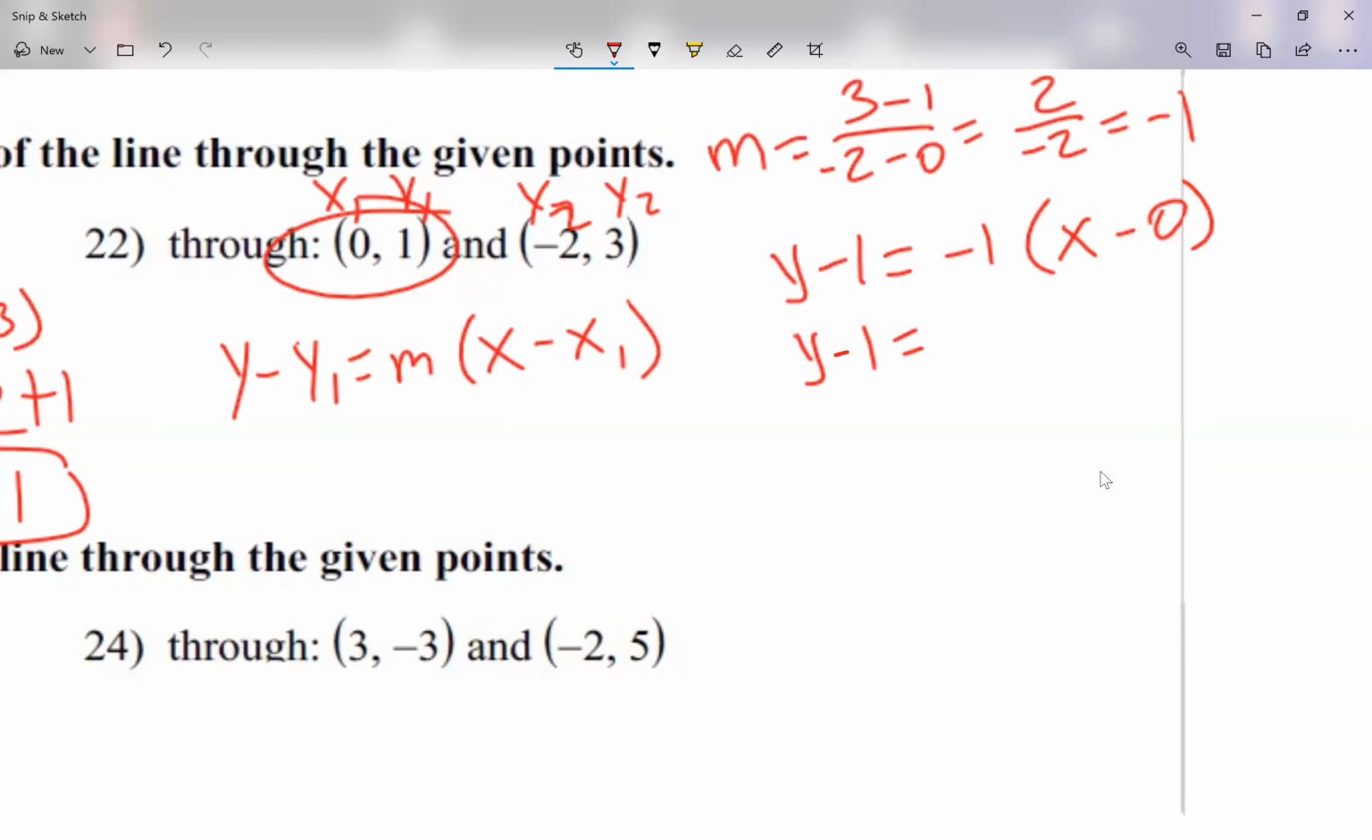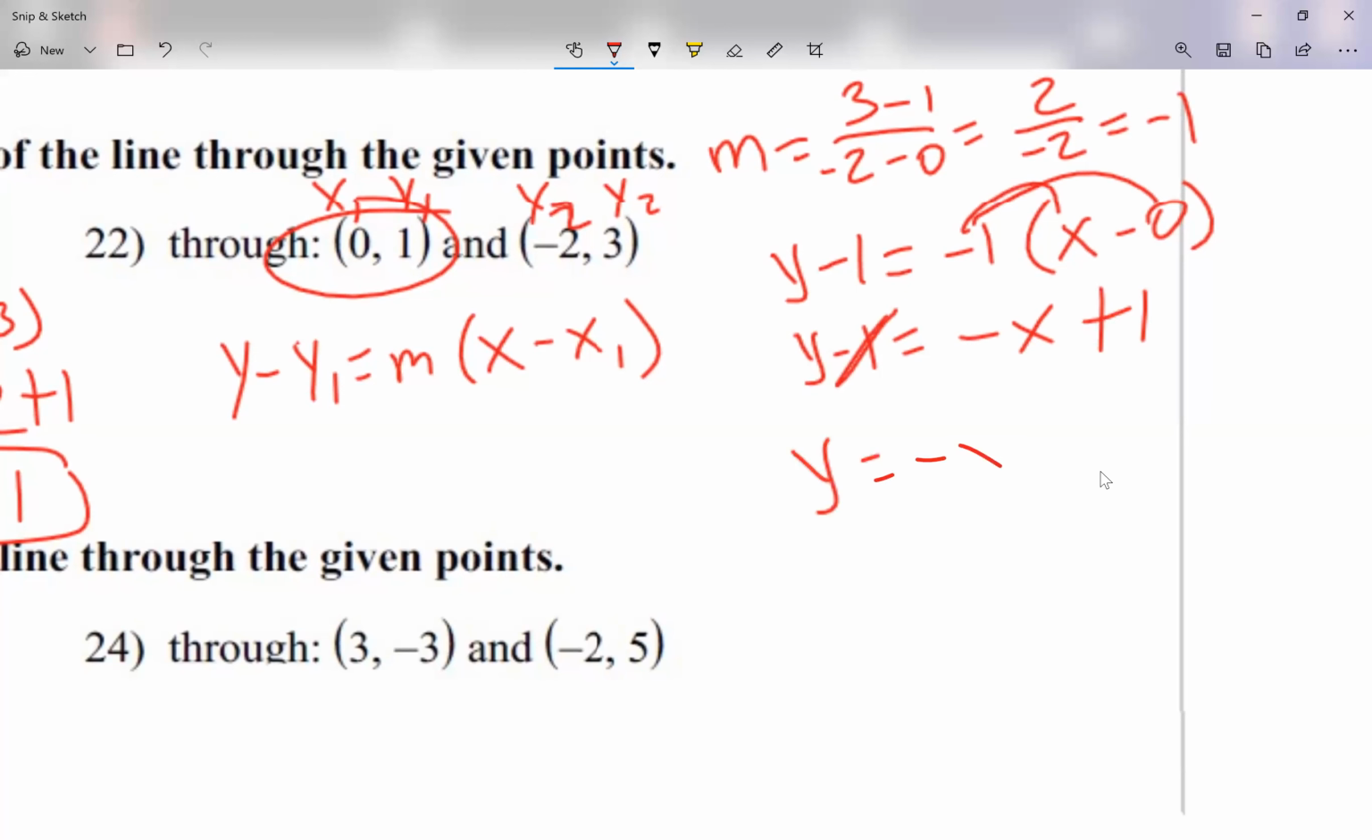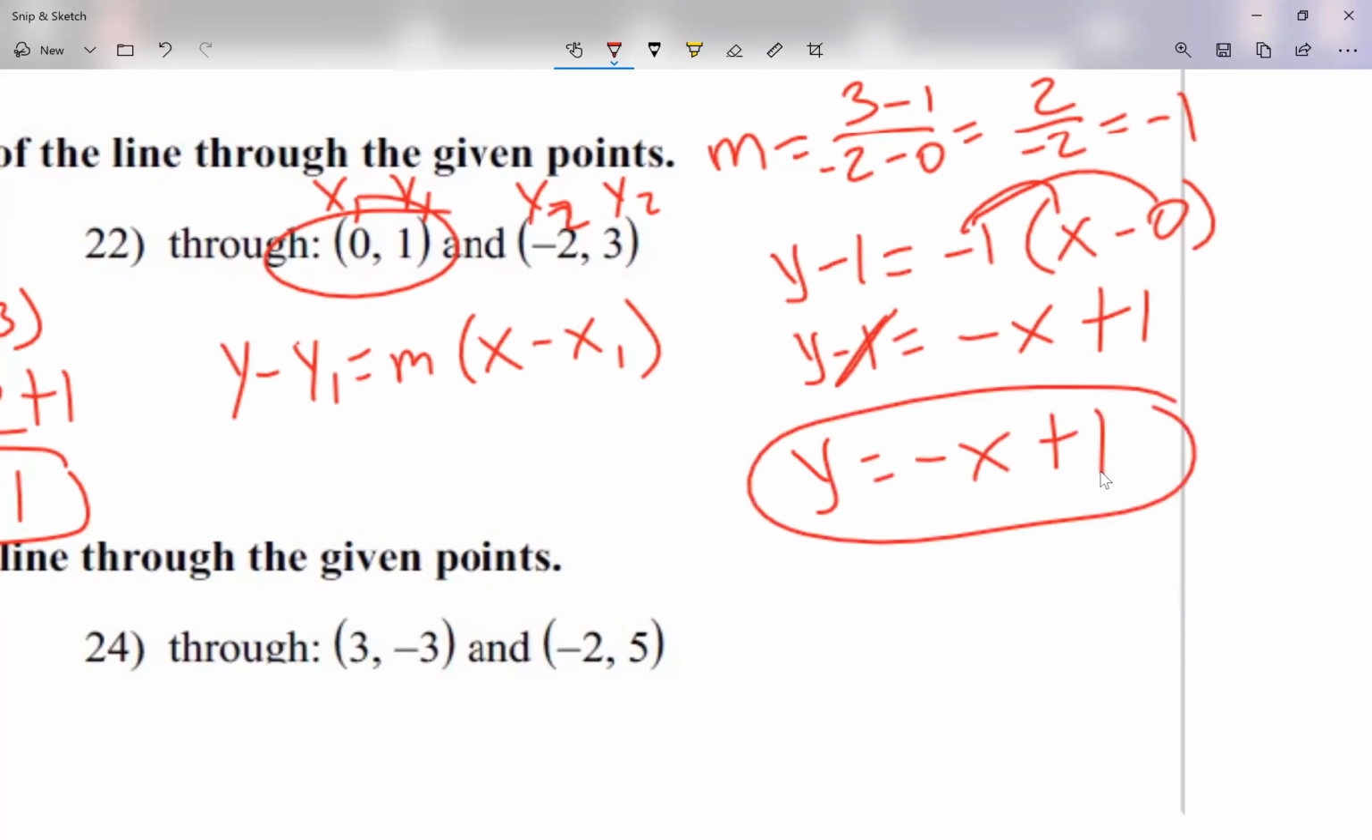Let me distribute the negative sign. So negative 1x. And negative times a negative is positive, but 1 times 0 is 0. I'm not going to write plus 0, it's not necessary. Now, to get the y by itself, this minus 1, let me move it over as a plus 1. So I get that y equals negative x plus 1. So that's when it's slope-intercept form.